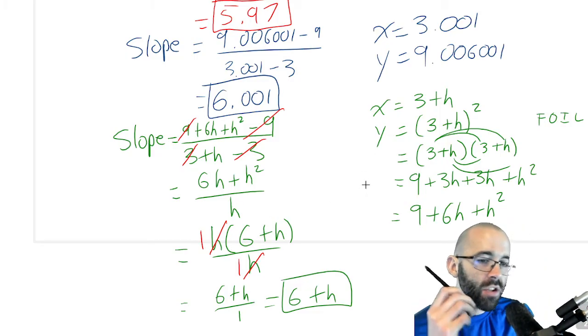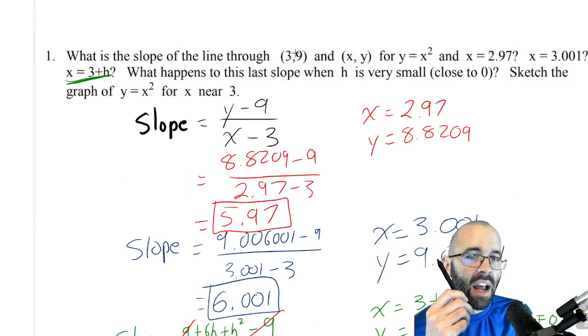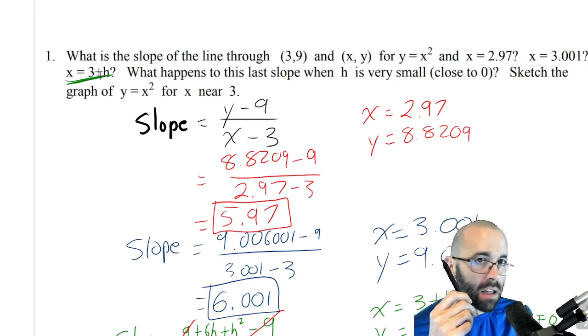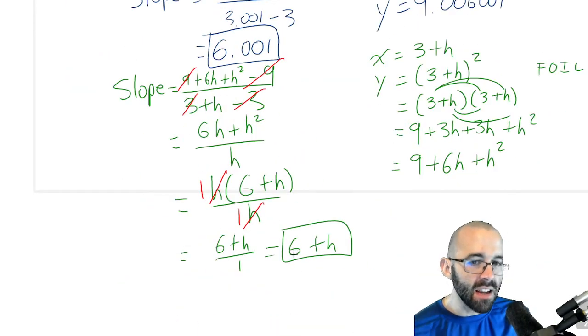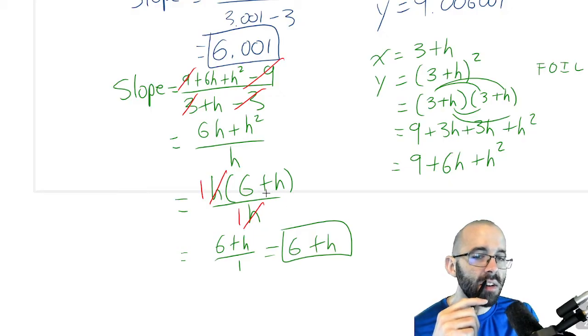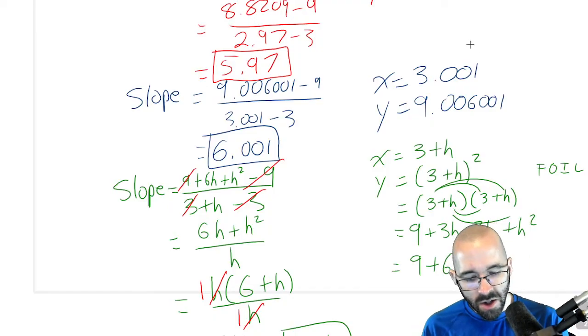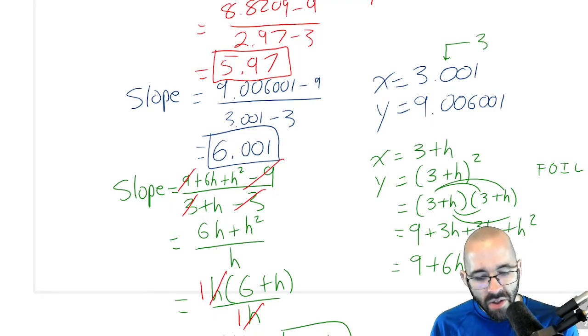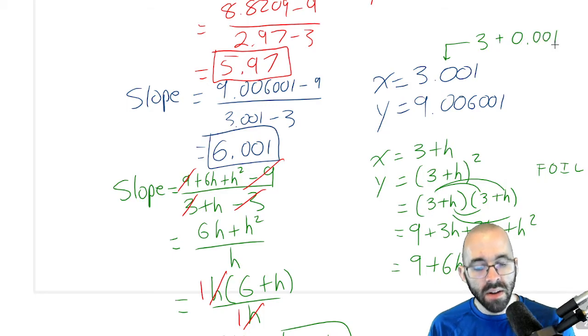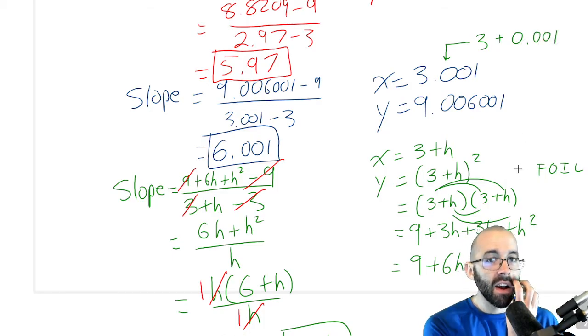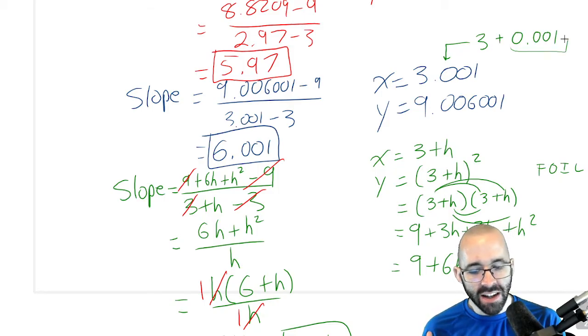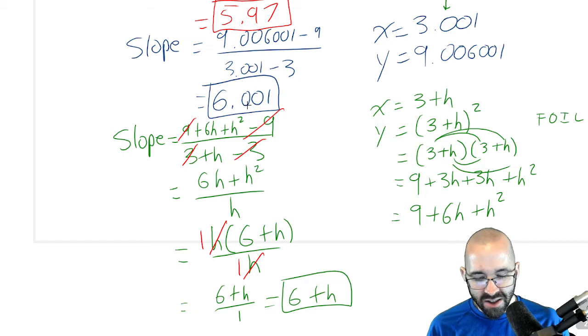So the average slope between when x is 3 and any x plus some small number h is just going to be 6 plus that value of h. Well, notice what do we have here? This is 3 plus a small number h. And look at the slope. This is like our value of h. The slope is just 6 plus that h, right?